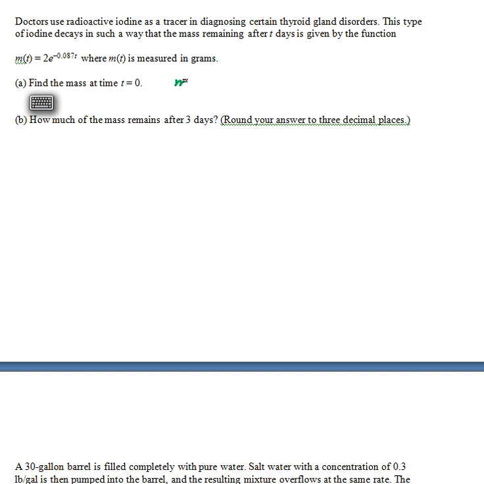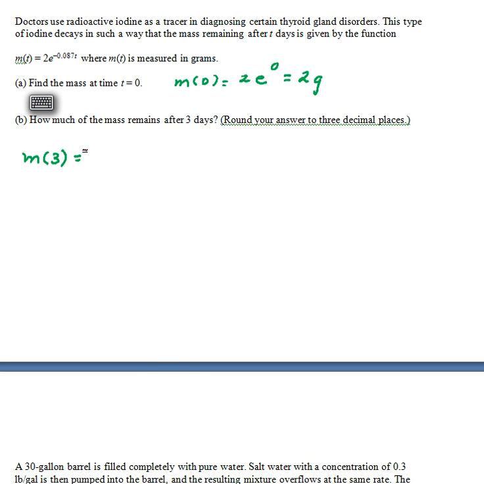So we would be evaluating m of 0, which would be 2 times e, and then the exponent would be negative 0.087 times 0, so the exponent would be 0. Since e to the 0 is 1, the initial mass is 2 grams. How much of the mass remains after 3 days? So we will be computing m of 3.